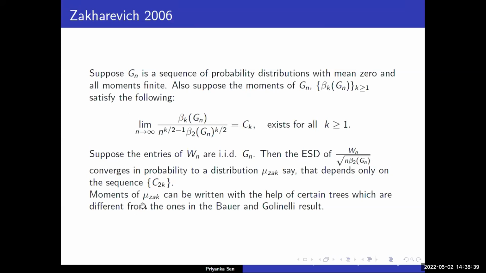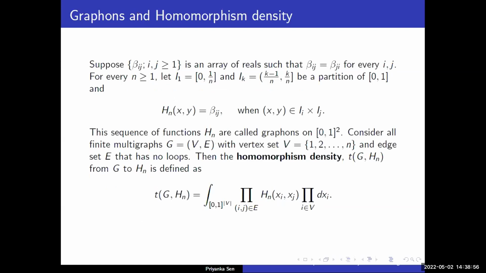The moments were described by Zakharowicz again with the help of certain trees, but this time the trees were very different from the ones that Bauer and Golinelli got in their results. Having seen these two cases where the entries depend on n, we will see another case where the entries depend on the position in the matrix.